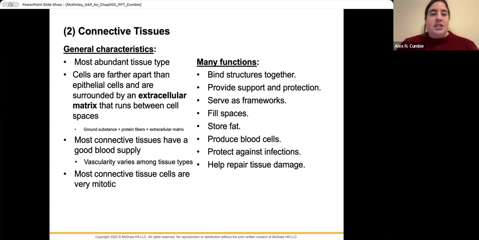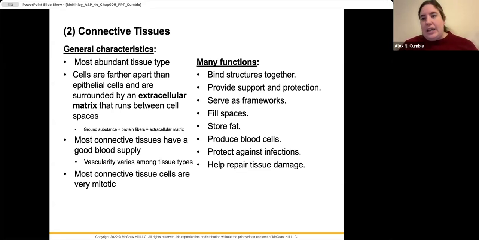They're the most abundant tissue type. These types of cells are farther apart than epithelial cells. We saw epithelial cells are basically connected by tight junctions and they're always like next to each other. This is really different with connective tissue because they have an extracellular matrix surrounding them. And extracellular matrix is something called ground substance and fibers, okay, protein fibers that make up and surround the cells.